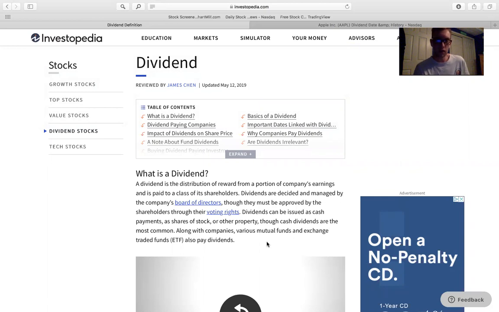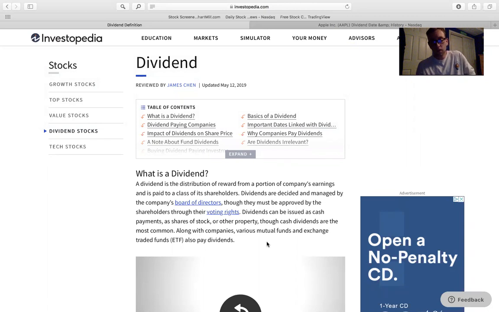As it states right here on Investopedia, a dividend is the distribution of reward from a portion of a company's earnings and is paid to a class of its shareholders. Dividends are decided and managed by the company's board of directors, though they must be approved by the shareholders through their voting rights. Dividends can be issued as cash payments, as shares of stock, or other property, though cash dividends are the most common. Along with companies, various mutual funds and exchange-traded funds also pay dividends.